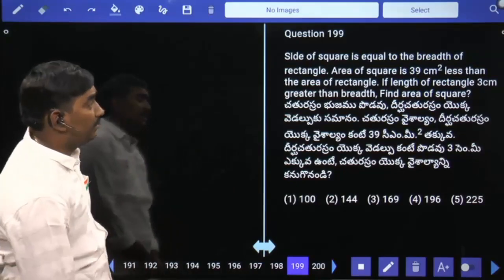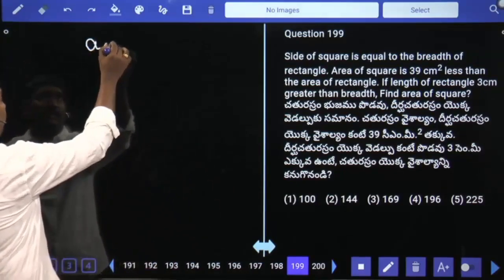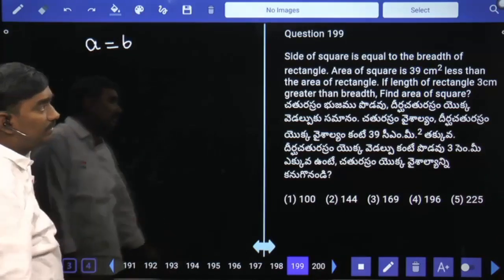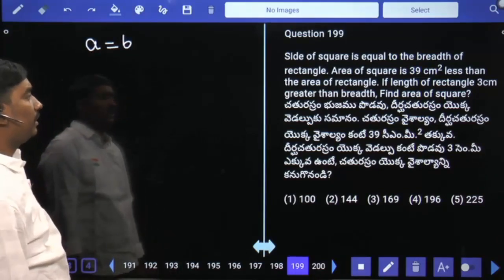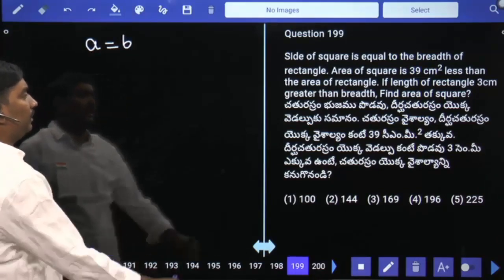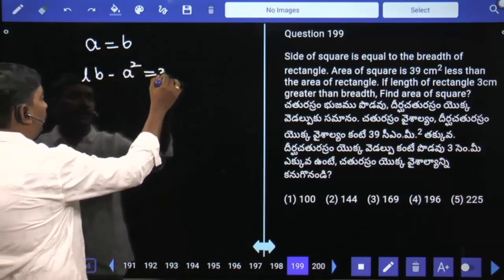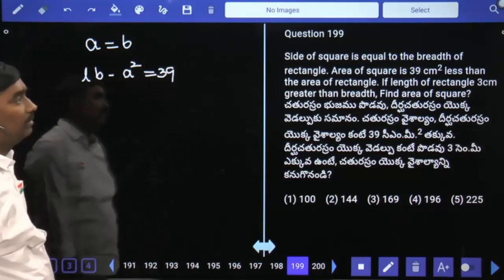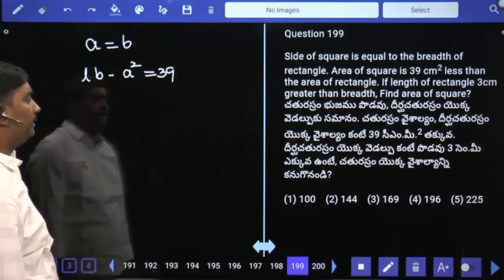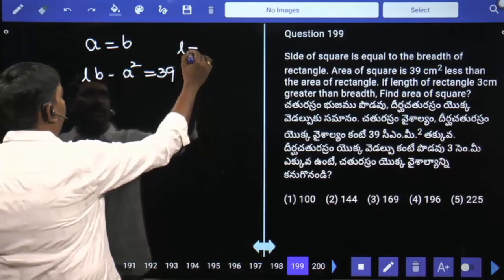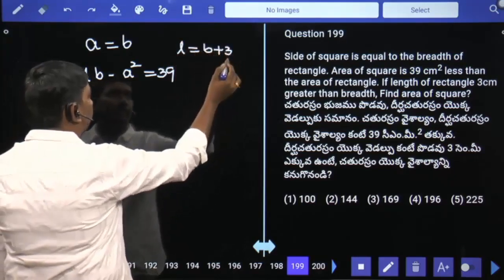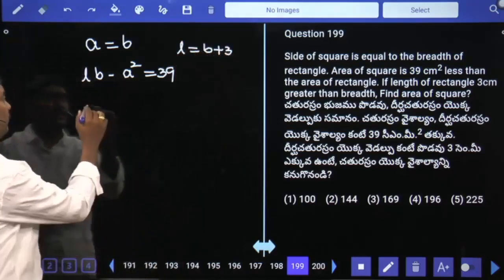Side of a square is equal to breadth of a rectangle. A is equal to B. Area of a square is 39 centimeter square lesser than the area of the rectangle. LB minus A square is equal to 39. Length of the rectangle is 3 centimeters greater than the breadth. L equal to B plus 3. Find the area of this square.